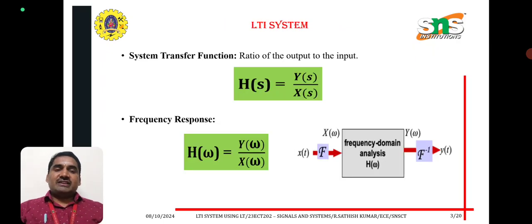System transfer function, ratio of the output to the input, H of s is equal to Y of s divided by X of s. Frequency response, H of omega is equal to Y of omega divided by X of omega. When x of t is applied to the Fourier transform, we can get the output as X of omega. Again, for frequency domain analysis, we can get the output as Y of omega. While taking the inverse Fourier transform of Y of omega, we can get the output as y of t.